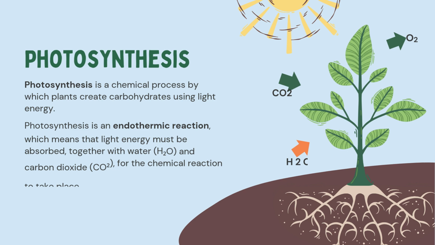Photosynthesis is a chemical process by which plants create carbohydrates using light energy. Photosynthesis is an endothermic reaction, which means that light energy must be absorbed, together with water and carbon dioxide, for the chemical reaction to take place.